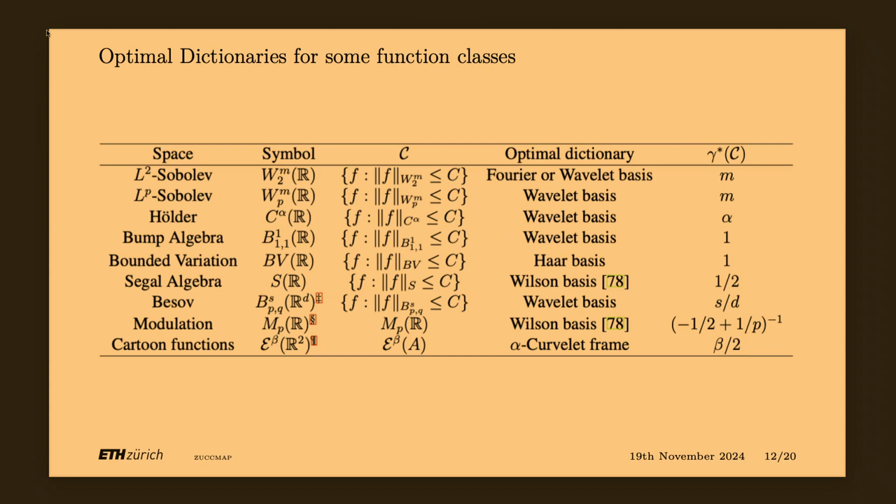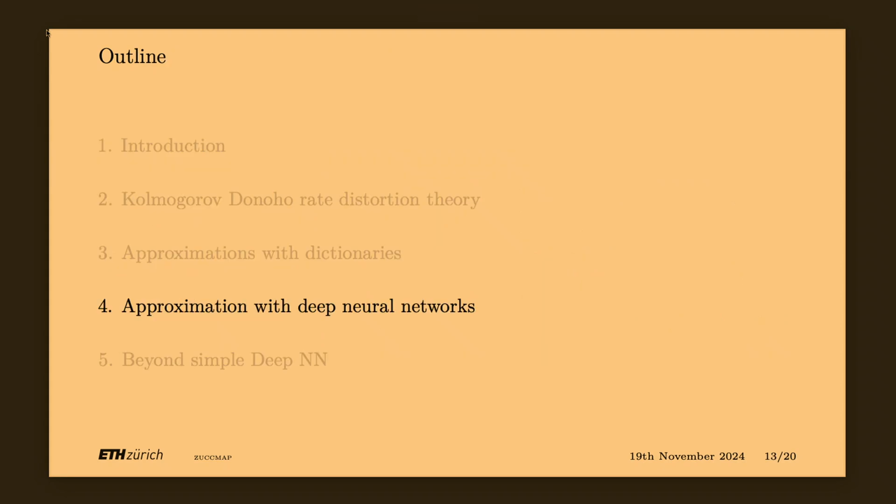What we are going to try to do now is to apply the same framework, the same idea that we just used, to come up first with a definition of optimal approximation with neural networks, because it's not even that trivial to define the concept of optimal approximation, as it wasn't for dictionaries.